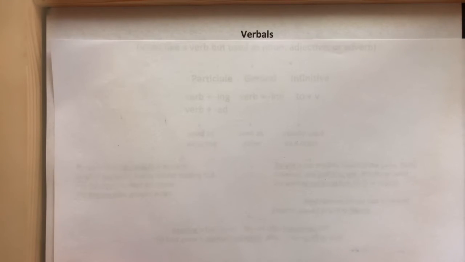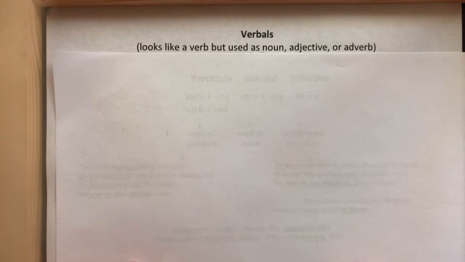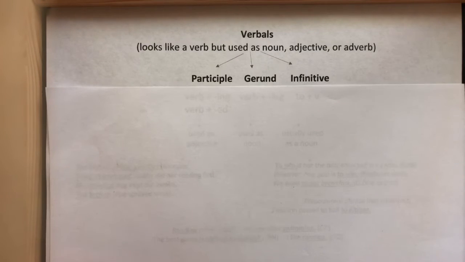I want to give you an overview of verbals. Now, verbals look like a verb, but they're used as a noun or an adjective or an adverb. So we have three different types of verbals. There are participles, gerunds, and infinitives. You've heard of participles. We've talked about participles and principal parts of verbs. You've probably talked about participles in your study of Latin or any other language. Infinitives you've definitely heard of from Latin or other languages.